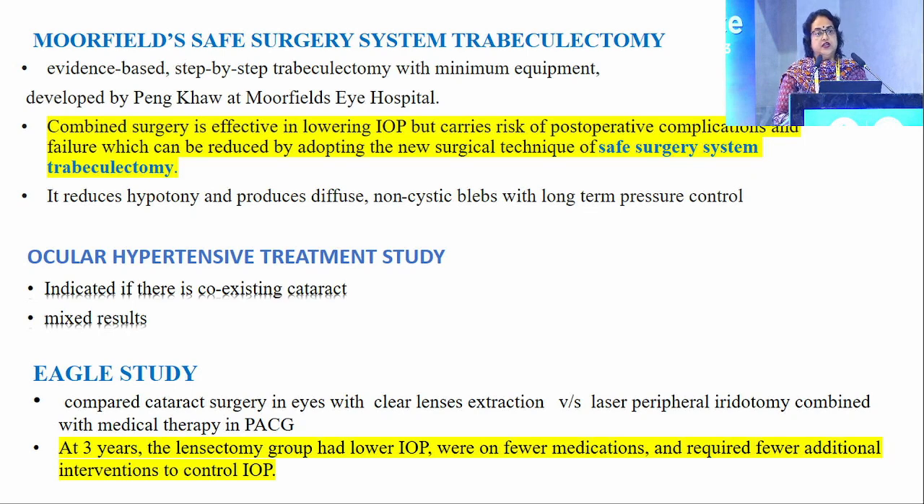Now, the EAGLE study is one definitive landmark study for angle closure glaucoma with cataract, and in the long run, the lensectomy group had lower IOP, were on fewer medications and required fewer interventions to control IOP in angle closure glaucoma after cataract surgery.